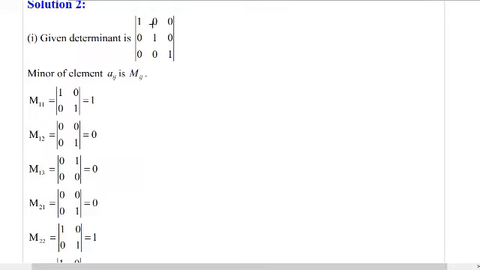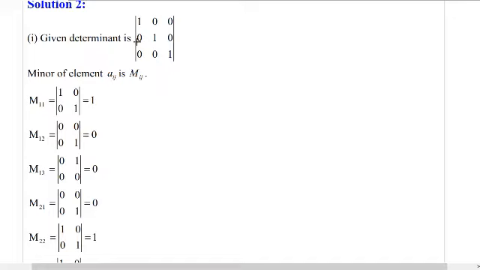Now I'll hide this element, which is A12, by row and column. Now I'm left with 0, 0, 0, 1. And by solving this determinant, 0 into 1 is 0, minus 0, which is equal to 0. Now I'll hide this element A13 by row and column, and I am left with these 4 elements 0, 1, 0, 0. And on solving it, 0 minus 0, minor 13 is 0.